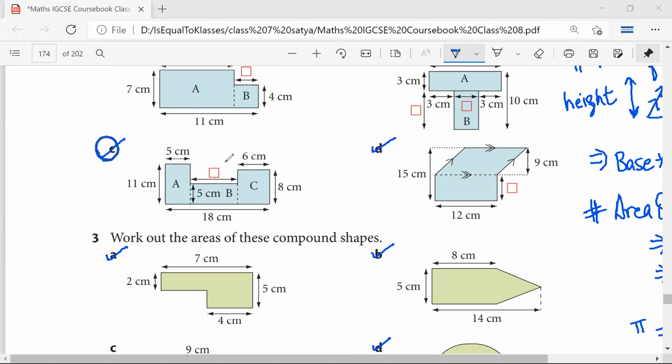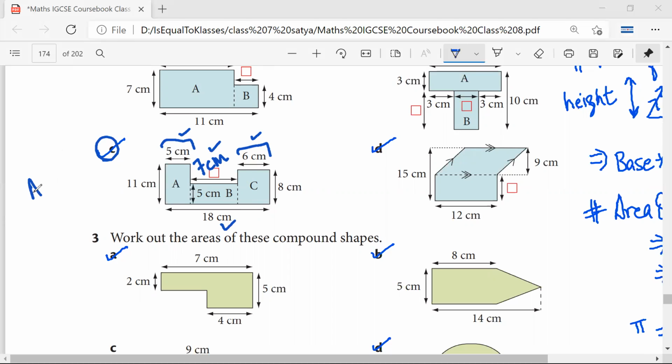For the A part, we'll do 5 into 11, so 55 centimeters square. And then for the B part, the length will be 7 centimeters because the left rectangle is 5 and the right one is 6. So I added it and then subtracted it from 18, so 7.